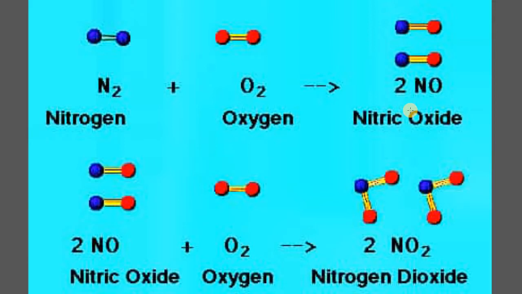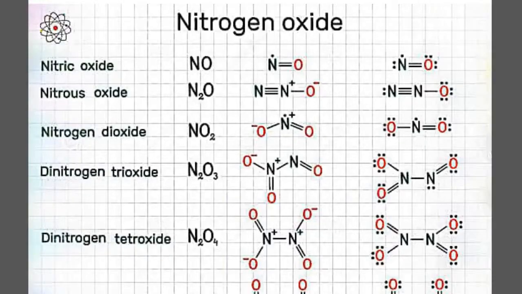So it depends upon under what condition the reaction of these non-metals with oxygen is going on, and accordingly different kinds of oxides will be formed and we will be able to obtain them. So in this slide you can see there are multiple nitrogen oxides given along with their formula as well as their bond structure.